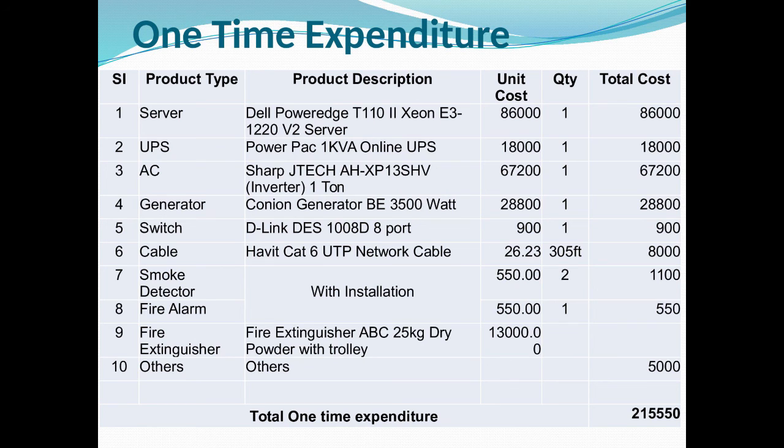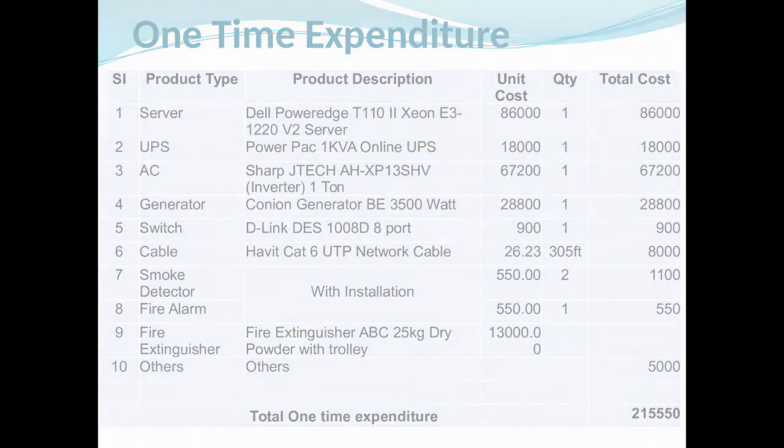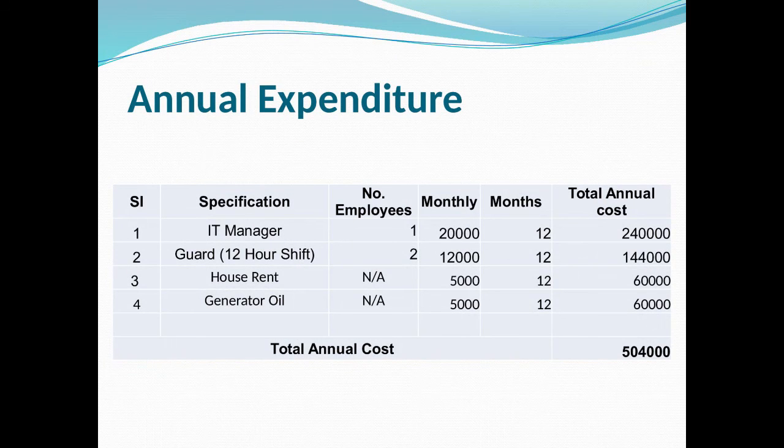25 kg of dry chemical powder as a fire extinguisher costs around 13,000 taka from ABC. We kept a provision of 5,000 taka for any peripherals that we might need during installation. Summing up the total one-time expenditure, we get 2,15,550 taka. Coming to the point of annual expenditure, we need to hire an IT manager. The monthly salary would be 20,000 taka, which will result in an annual 2,40,000 taka.